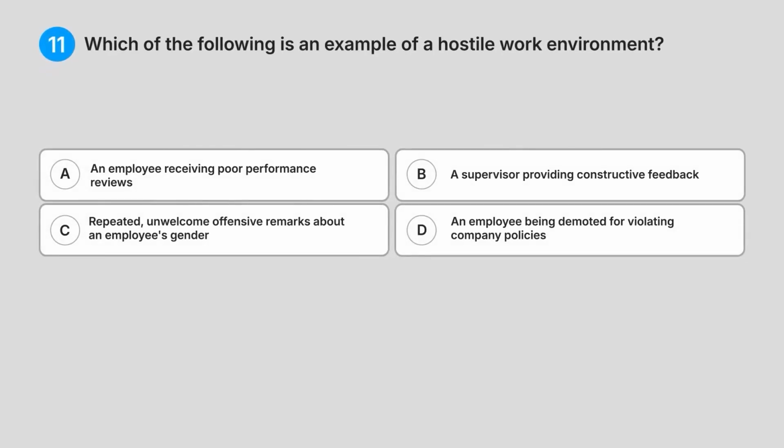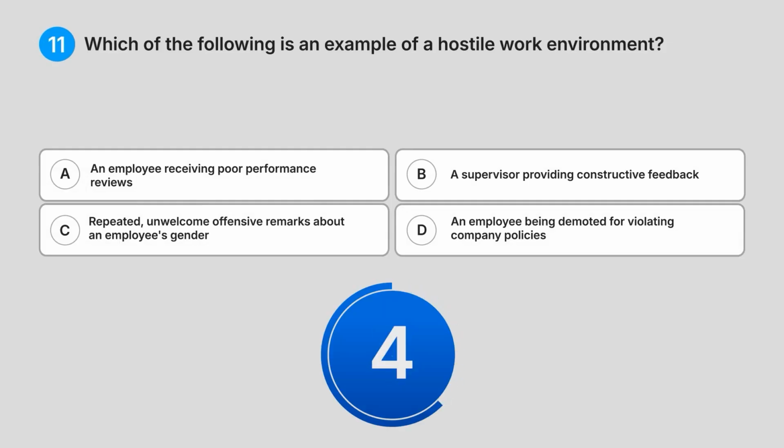11. Which of the following is an example of a hostile work environment? A. An employee receiving poor performance reviews. B. A supervisor providing constructive feedback. C. Repeated unwelcome offensive remarks about an employee's gender. D. An employee being demoted for violating company policies. Do you know the answer?